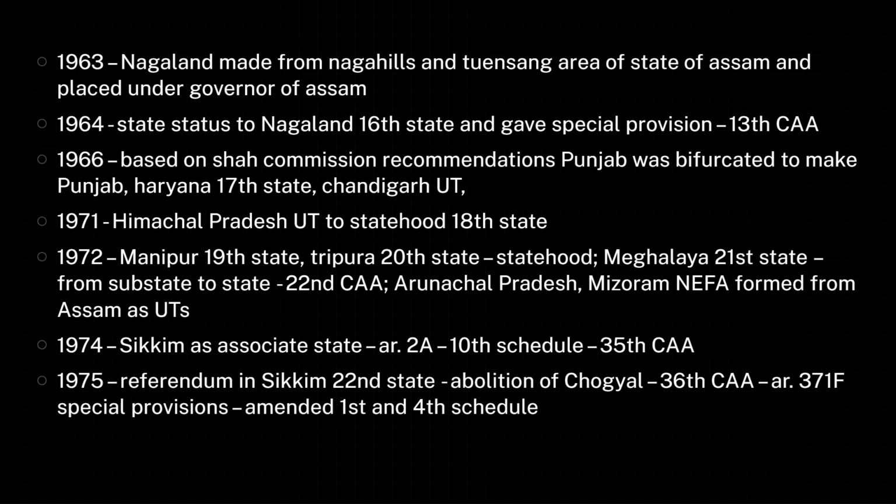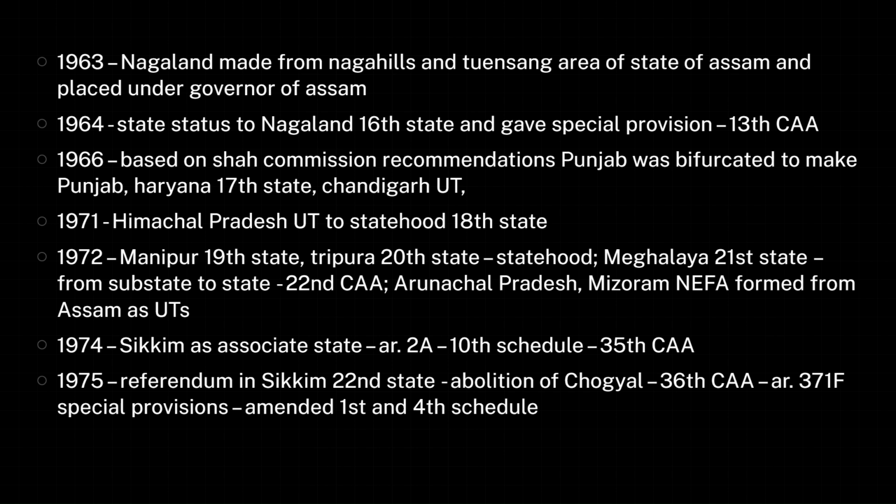In 1972, Manipur, Tripura, and Meghalaya became states as the 19th, 20th, and 21st states. This happened through the 22nd Constitutional Amendment Act. Arunachal Pradesh and Mizoram were formed from Assam as UTs.